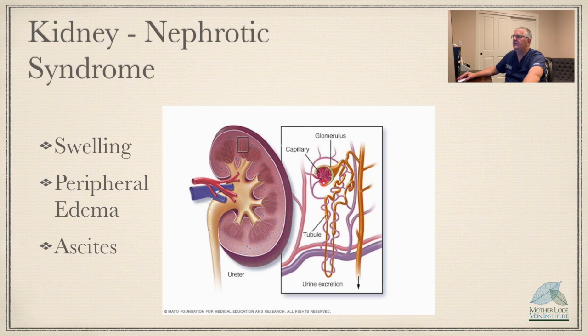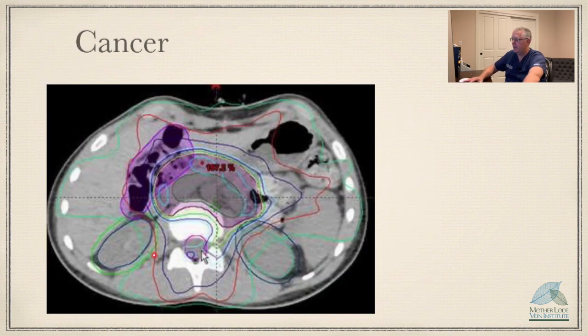And here's the kidney, and this is where the filtration occurs, and you spill out a lot of protein in the urine. That's called nephrotic syndrome, and that's a cause of lower extremity swelling. But again, it also causes swelling throughout the body.